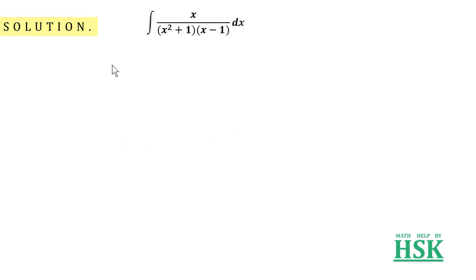Okay, now to solve this question, we take the given integral, and first thing we see that the denominator of the function, which is in the form of fraction, is the product of two factors. One is quadratic, x square plus 1, other is linear, x minus 1. So to solve this, we are going to resolve this fraction into its partial fraction.